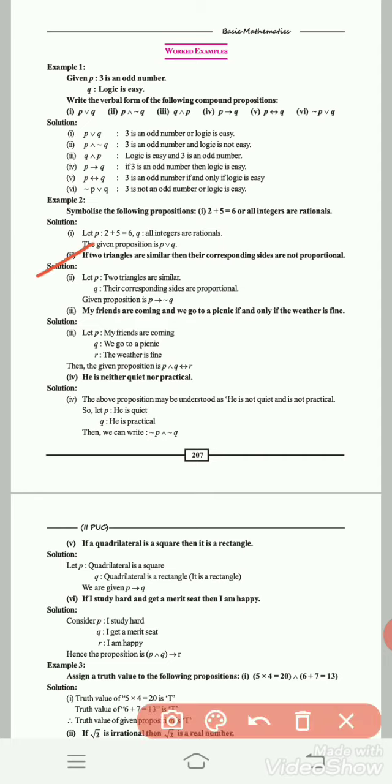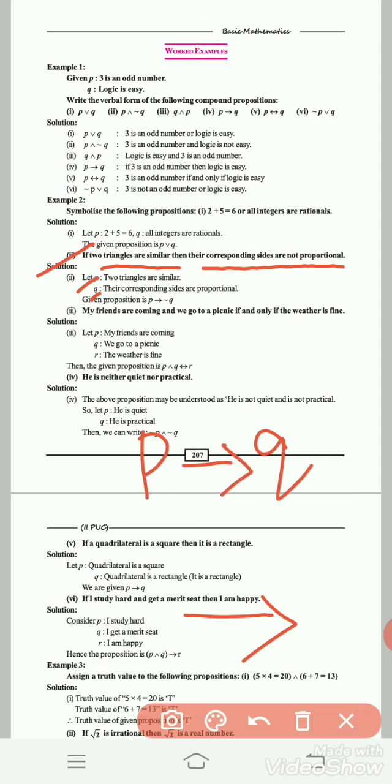If two triangles are similar, then their corresponding sides are not proportional. See here, if-then means it is a conditional statement. First we have to identify which type of logical connective it is. It is a conditional. See here, two statements are there: two triangles are similar, and their corresponding sides are not proportional. First consider the first one as P, two triangles are similar. Q, their corresponding sides are proportional. These two, P and Q, are connected by the symbol implication. Therefore, it is considered as P implies Q.